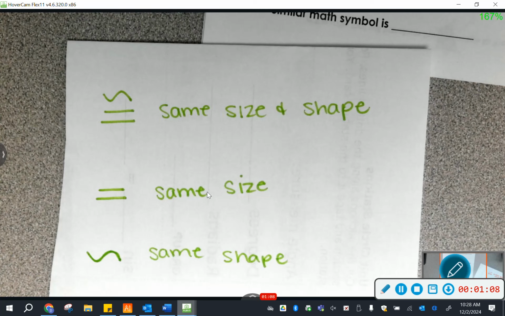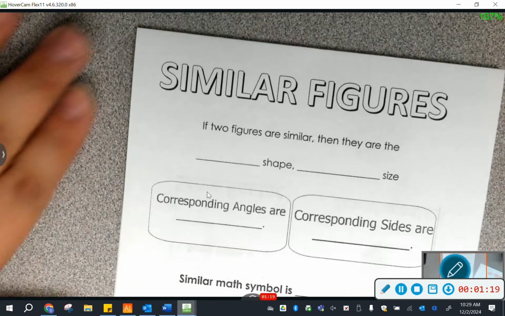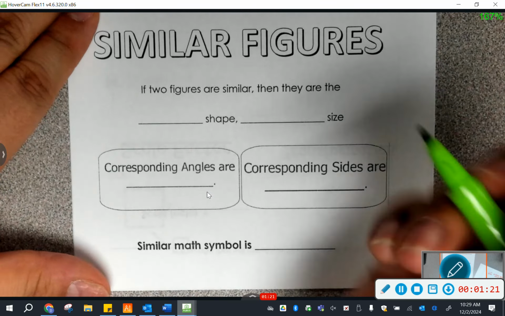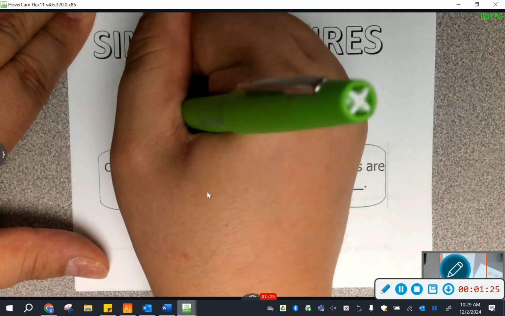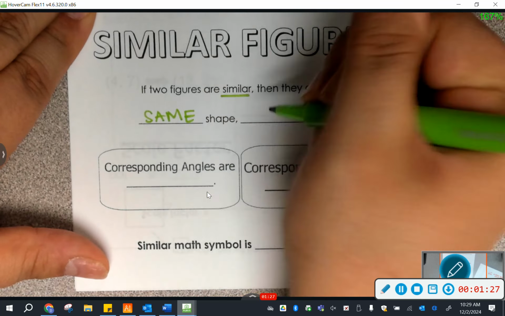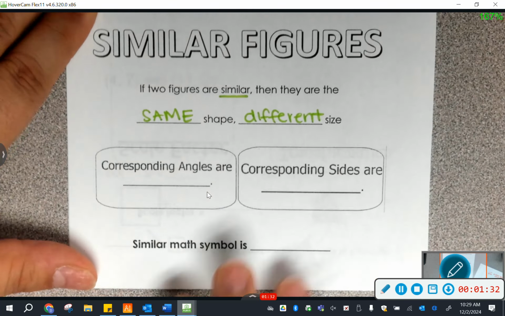If two things are similar, are they congruent? Are they exactly the same? No. But they have the same shape, they are just not the same size. So for similar figures, if two figures are similar, then they are the same shape, different size.